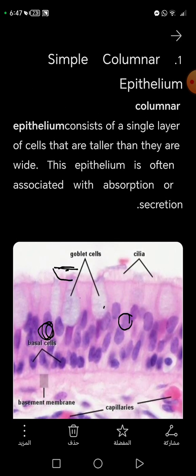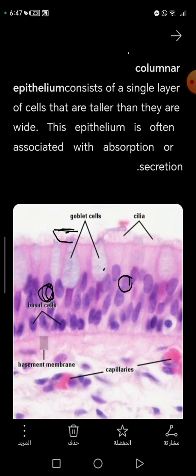Okay, here we have a slide. This is called simple ciliated columnar epithelium. Why? Because we have cilia in our picture. I'll explain it now. This epithelium is often associated with absorption or secretion. What they secrete, I will explain now.